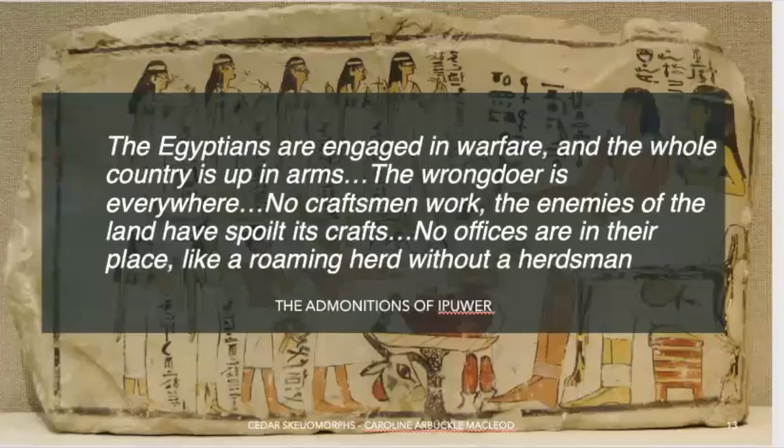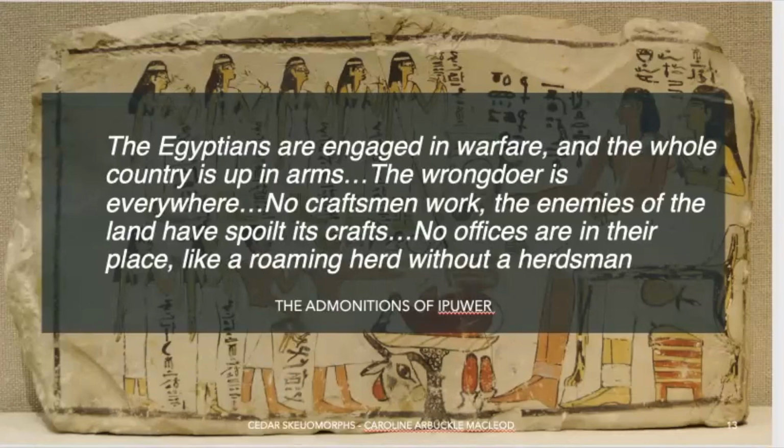This quote comes from a tale called The Admonitions of Ipuwer, and it was written after Egypt's reunification and was originally believed to describe what was happening during the First Intermediate Period. And so it states, "The Egyptians are engaged in warfare, and the whole country is up in arms. The wrongdoer is everywhere. No craftsmen work. The enemies of the land have spoiled its crafts."